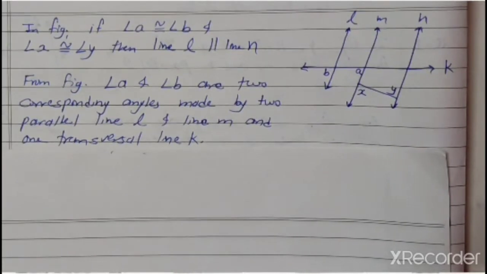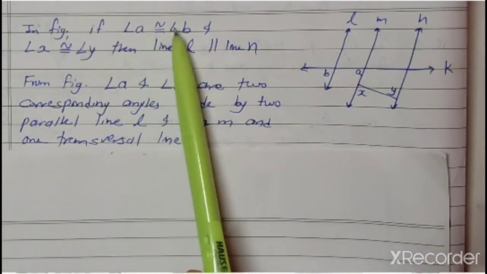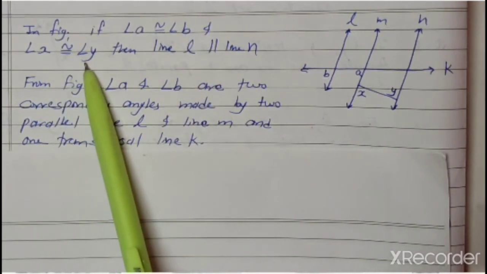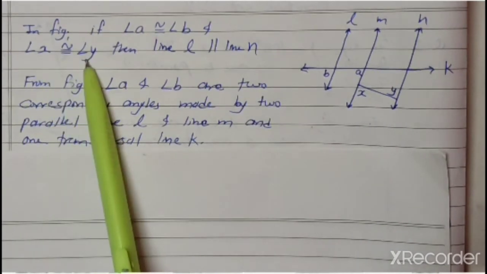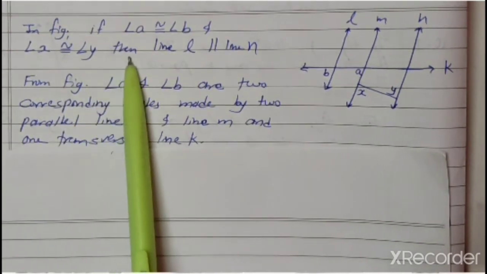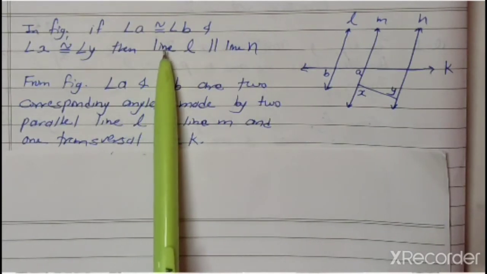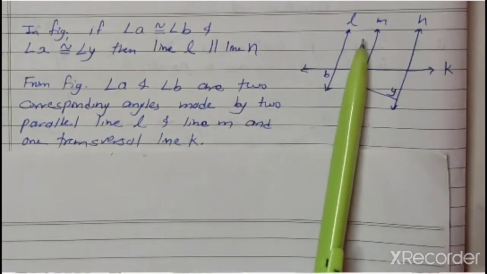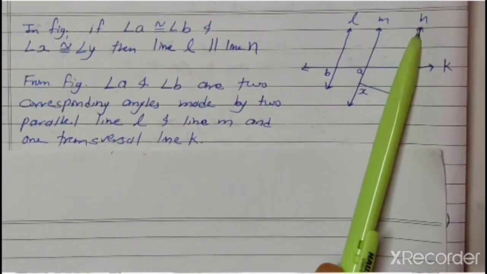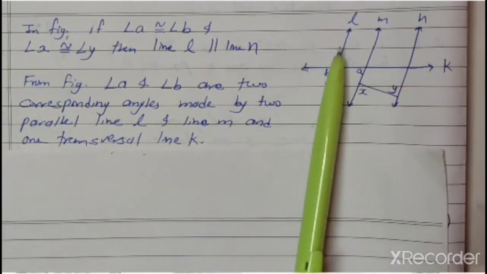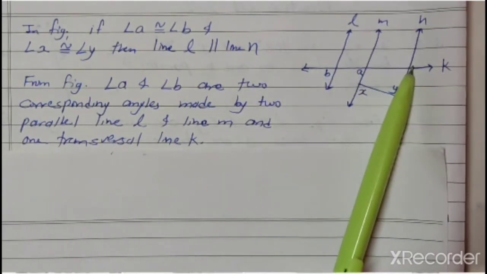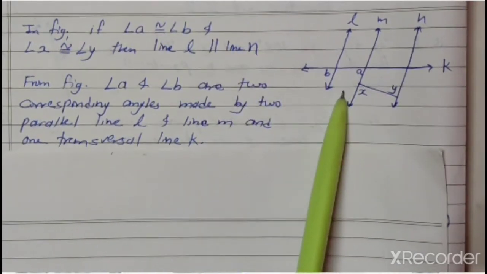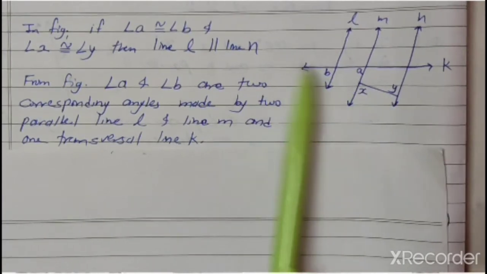Question number 3. In question number 3, angle A is congruent with angle B, it is given, and angle X is congruent with angle Y. Then here we have to prove that line L is parallel with line N. So line L is here and line N is here. There are no correlative angles given. Here angle A and B are congruent, it is given. X and Y, these two angles are congruent, it is given.